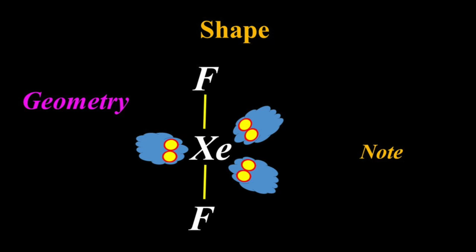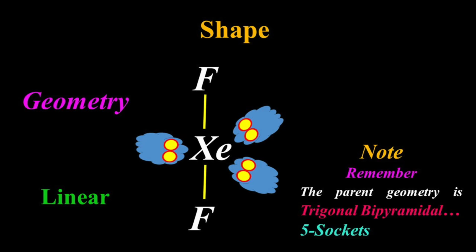And I have a note here. Okay, there's the sign I put in green in the lower left, that it is linear. And it says, remember, the parent geometry is trigonal bipyramidal, 5 sockets. That's the parent geometry.